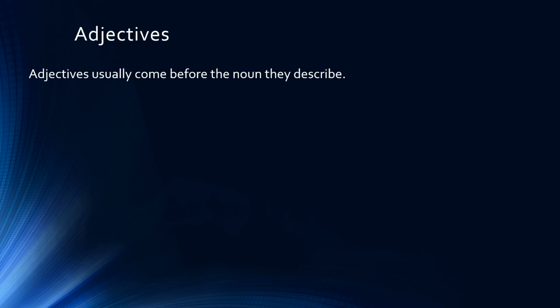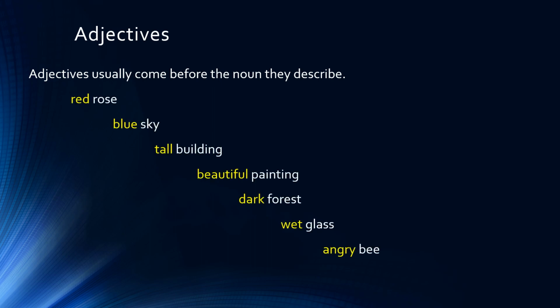Adjectives will usually come before the noun they describe, even though there are some exceptions to that, and we'll speak of those exceptions a little later. But right now, let's just think of the fact that adjectives usually come before the noun they describe. Red rose, blue sky, tall building, beautiful painting, dark forest, wet glass, angry bee. All of the words in yellow are adjectives describing the noun that follows the adjective.